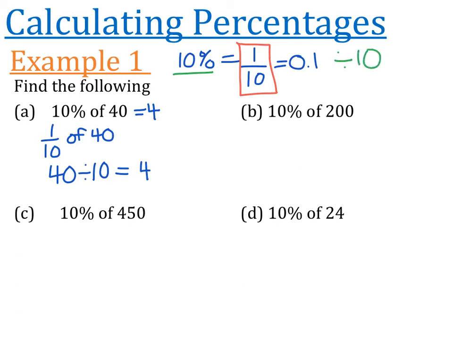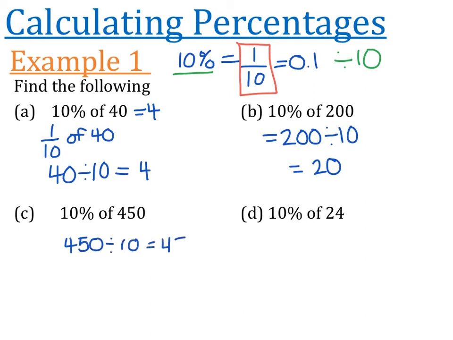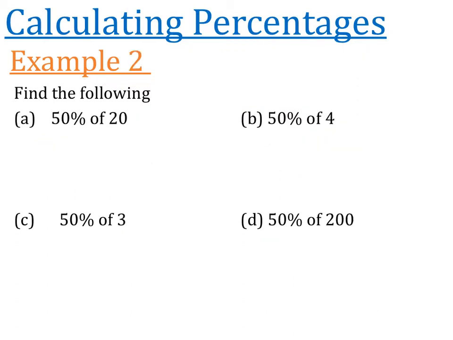That doesn't hold true for absolutely everything. If I want to find 20%, I don't divide by 20. But for today, if we want to find 10%, we're going to divide by 10. So 10% of 200 is going to be 200 divided by 10, which is going to be 20. 10% of 450 is going to be 450 divided by 10, which is 45. 10% of 24 is going to be 24 divided by 10, which is 2.4. Okay, 10% is going to be divided by 10. So you need to remember.